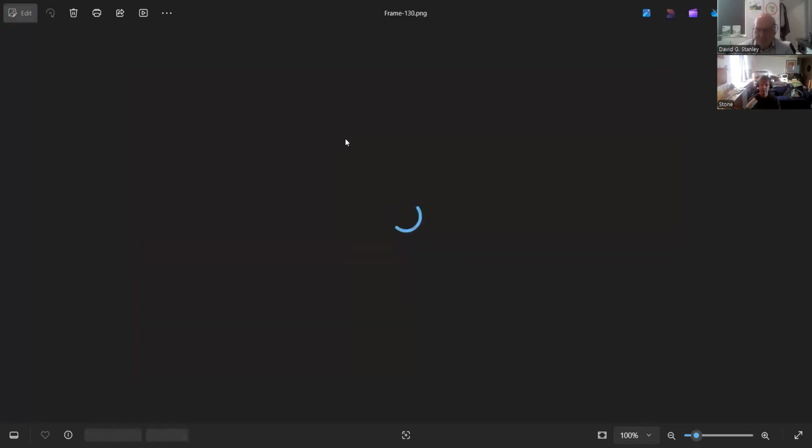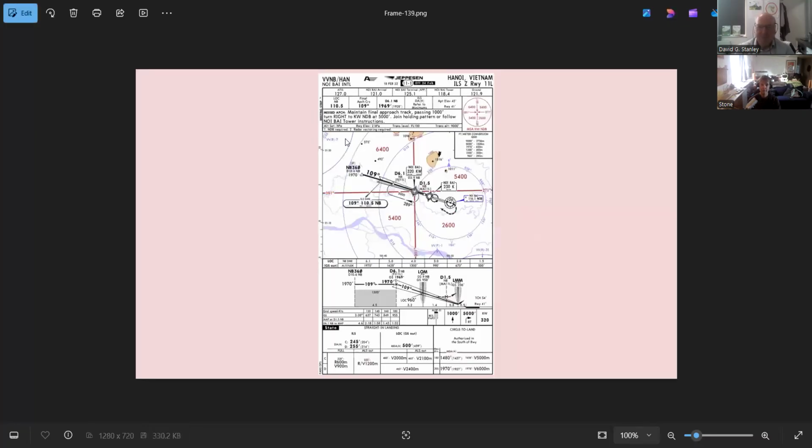So we'll go to 139. This is one of the airports in the video. Actually, it's Hanoi in Vietnam. You can see up in top right, and it's a very busy chart. As you can see, what we were looking at before is nested right in here, right down to the indication of 3 degrees on the chart here, unedited, just so everybody can see it.